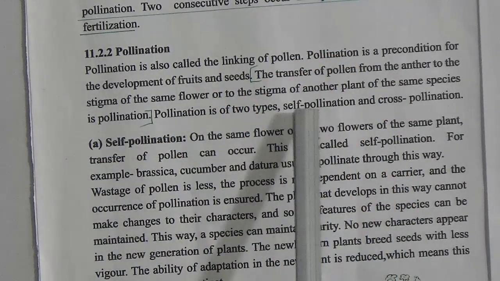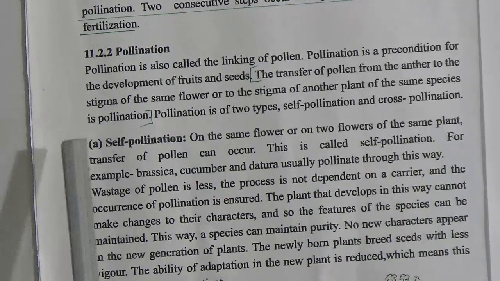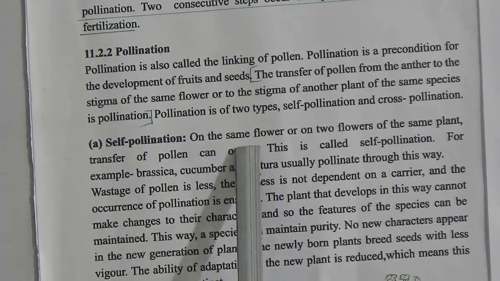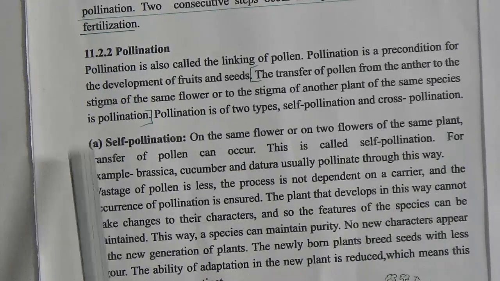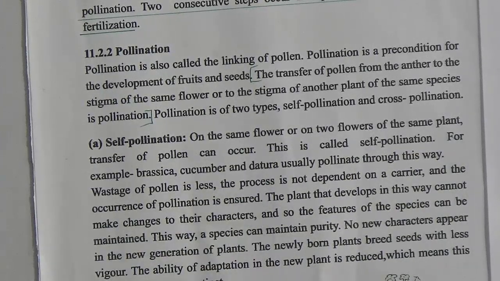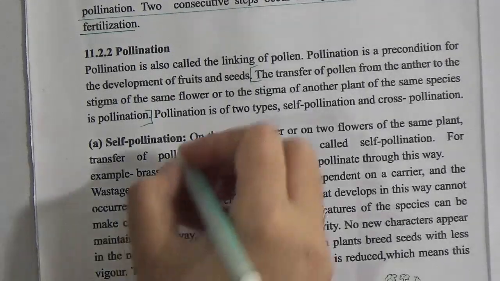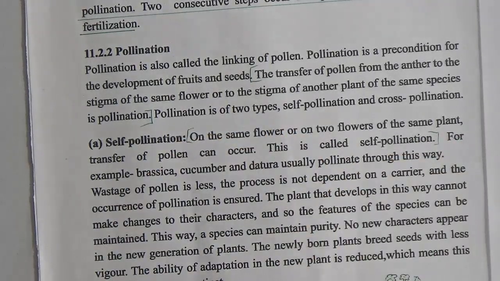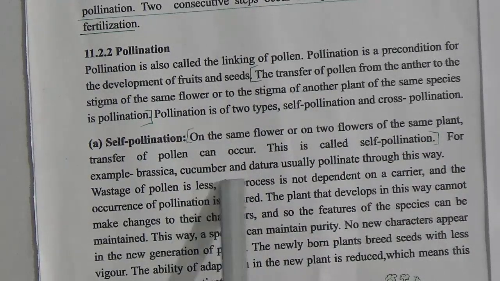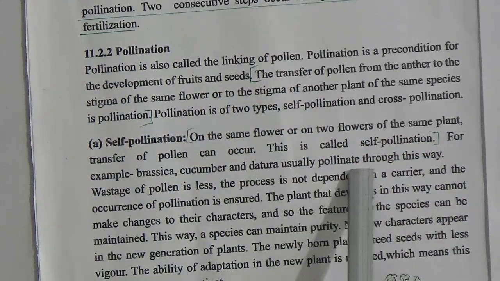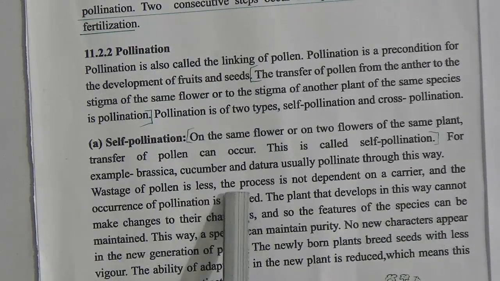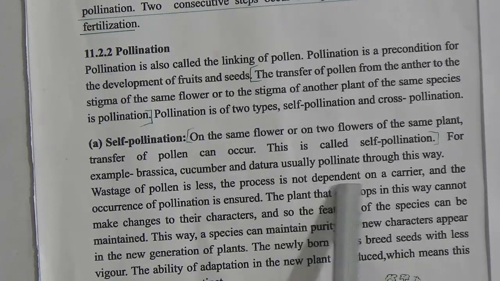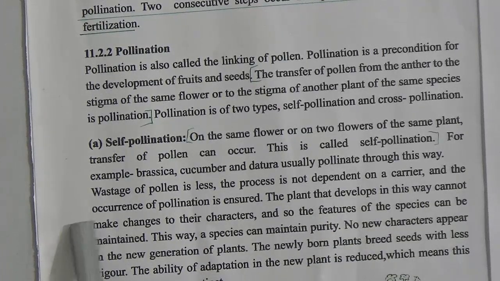Pollination is of two types, self-pollination and cross-pollination. Self-pollination: on the same flower or on two flowers of the same plant, transfer of pollen can occur. This is called self-pollination. For example, brassica, cucumber and datura usually pollinate this way. Wastage of pollen is less. The process does not depend on a carrier and the occurrence of pollination is ensured.